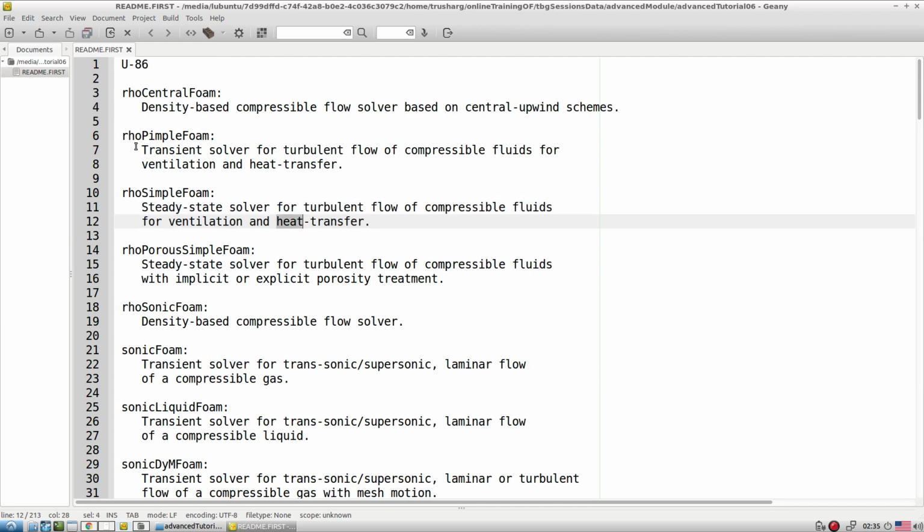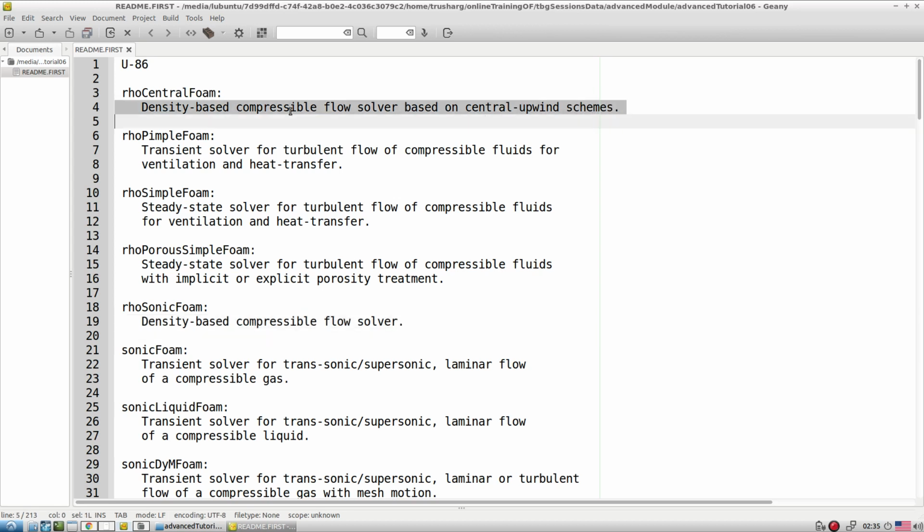Then rhoPimpleFoam, a transient solver for turbulent flow for compressible fluid for ventilation. So this is for transient, this is for steady state. Then rhoPorousSimpleFoam for porous media. Then we have a couple of density based solvers, like rhoCentralFoam, a density based compressible flow solver, but it depends on very specific upwinding schemes.